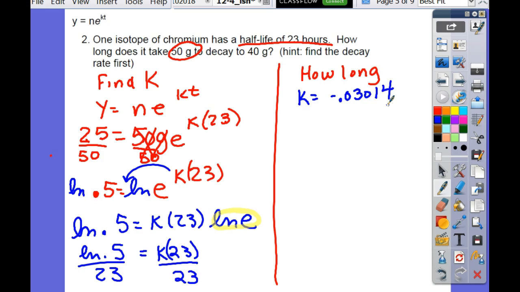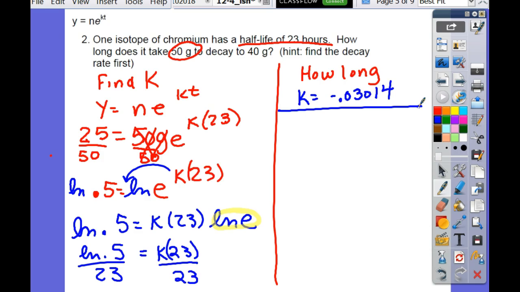That's not what you got? You're rounding off too much. You need to have your mode set on 5. Okay. Doesn't look like it. Okay.